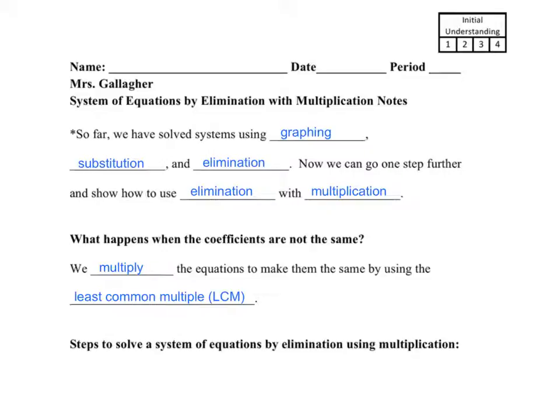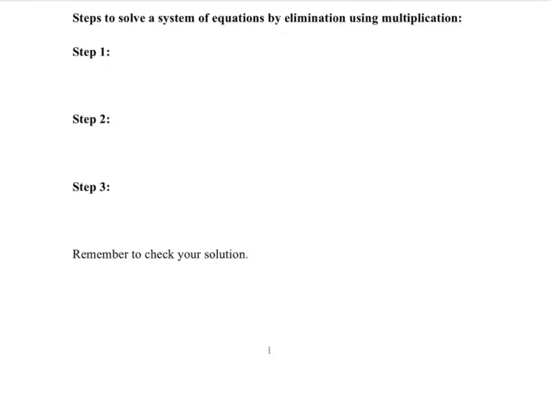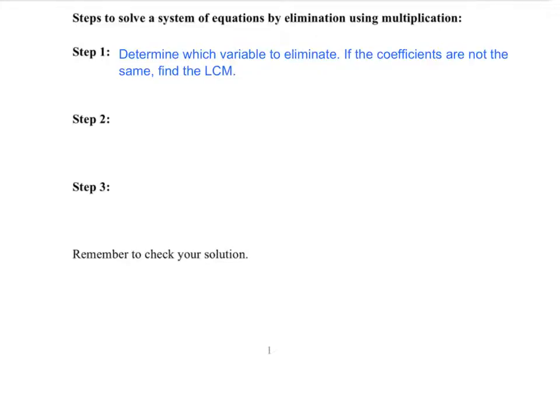So let's discuss the steps to solve a system of equations by elimination using multiplication. Step one, we want to determine which variable to eliminate. If the coefficients are not the same, we're going to find the least common multiple. That's our first step.